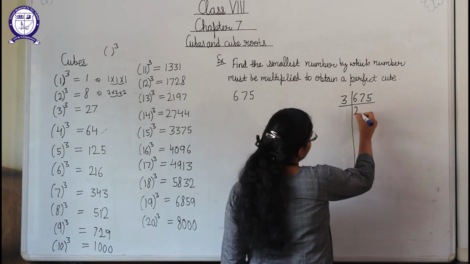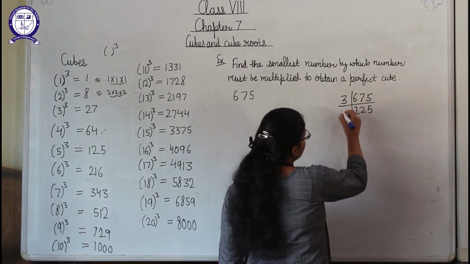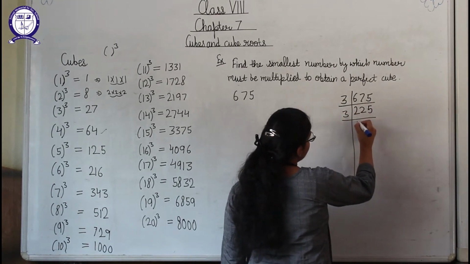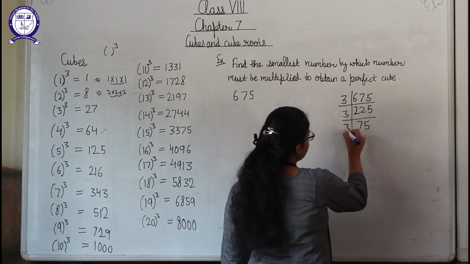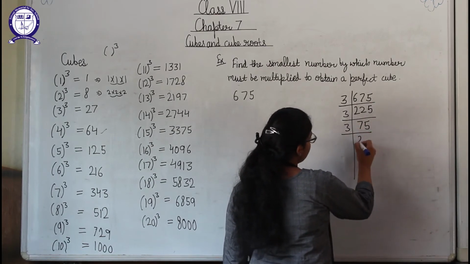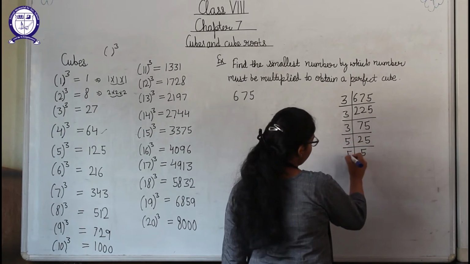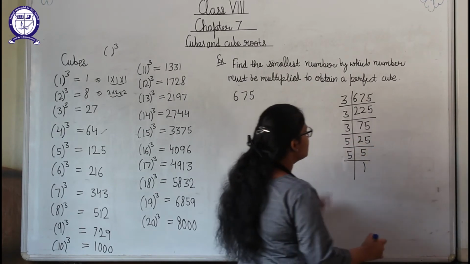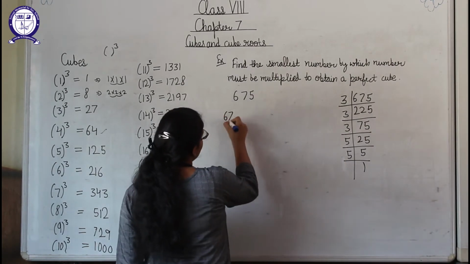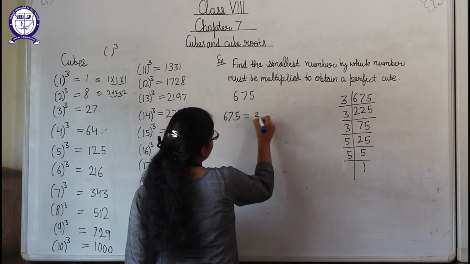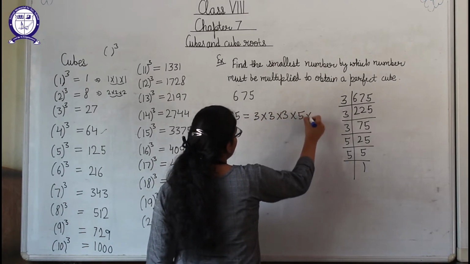So here 3 2s are 6, 3 2s are 6 and 3 5s are 15. Here again it is divisible by 3. So 3 7s are 21 and 3 5s are 15. Here again we will divide it by 3. We are getting 25. Now it is divisible by 5. We are getting 5 as our answer, and these are the prime factors of 675. So 675 equals 3 into 3 into 3 into 5 into 5.